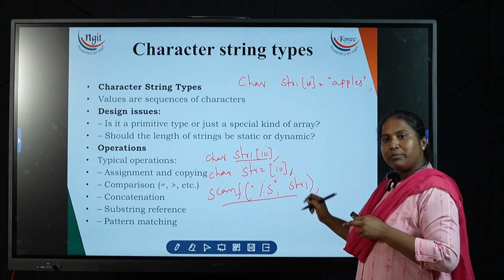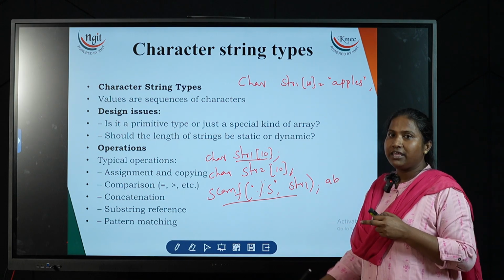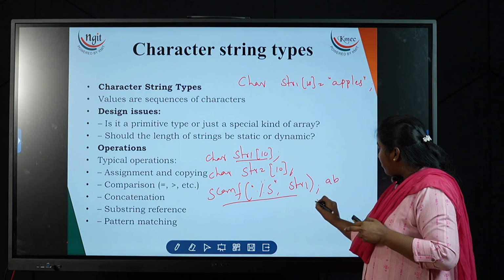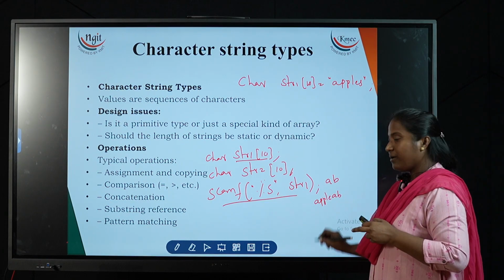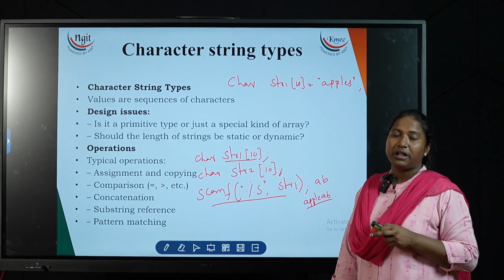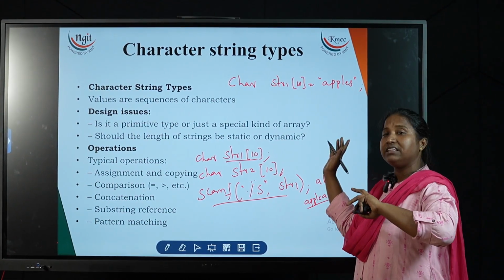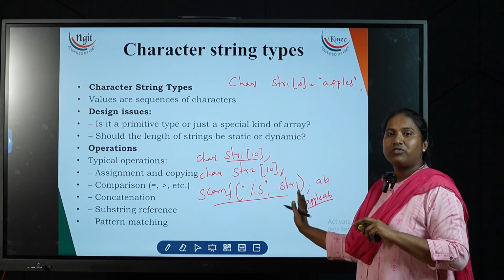But the value I am entering here can be AB. Yes, I can give AB. And I can also give apple, and I can give some AB. So whatsoever you give here, it will accept all of it until and unless you exceed the 10 characters. So this is what dynamic length of the string is.